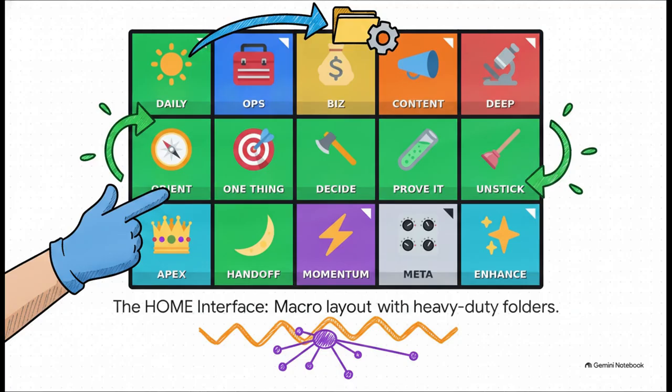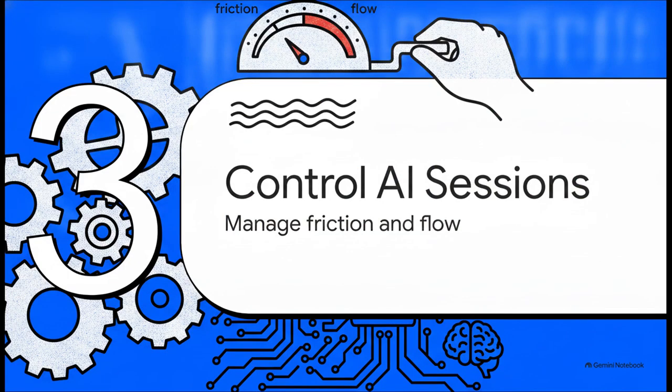That green row gives you instant access to your daily drivers. These are the 5 core prompts you're going to need constantly. By placing the folders on the perimeter and the core actions dead center, your physical muscle memory aligns perfectly with your digital workflow. It's a really smart layout. Section 3, controlling your AI sessions, how to manage friction and flow.